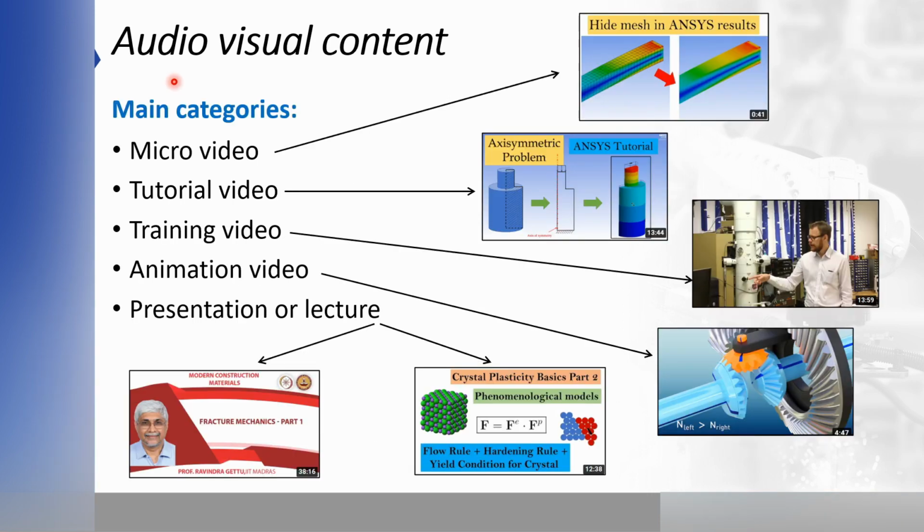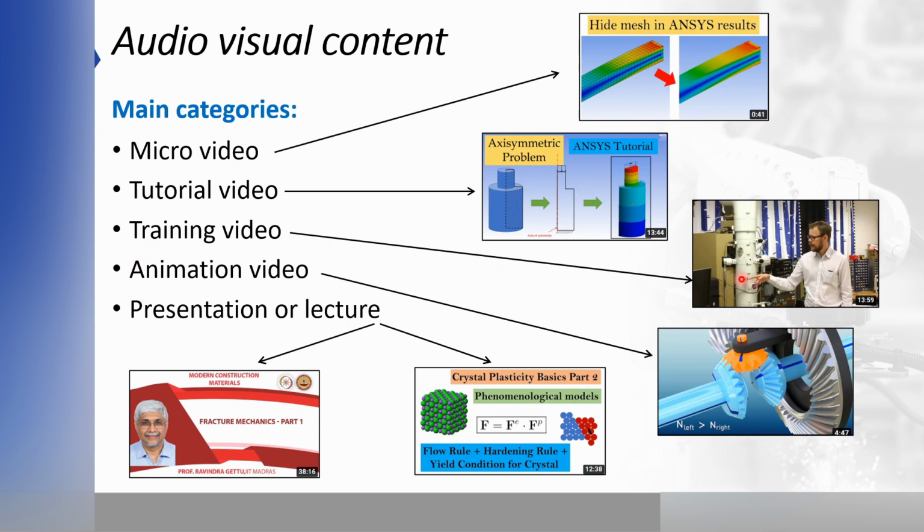exception to that. Now, when I say audio-visual content or educational videos, you can divide them into these 5 main categories. First is macro videos. This will be very short, usually less than a minute, and it will be to the point. Then next is tutorial video. So in tutorial video, mostly the teacher will go through some example, the whole example.